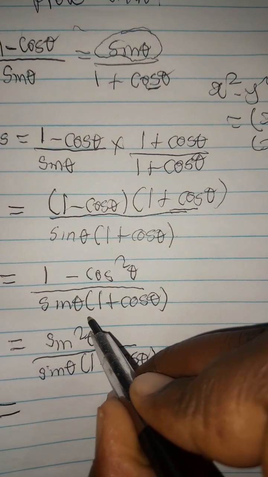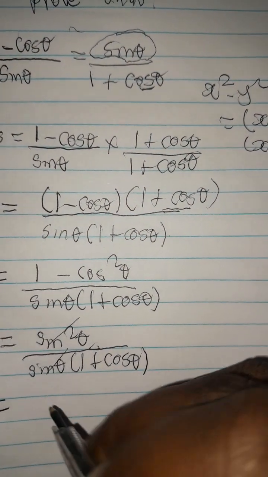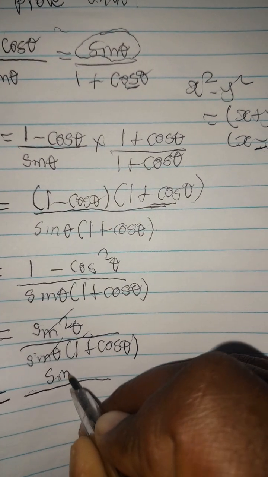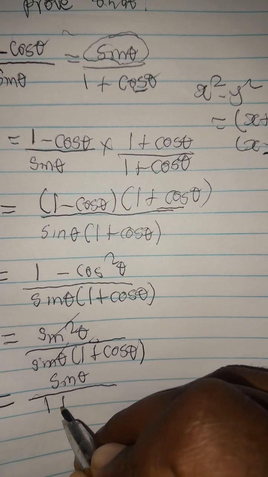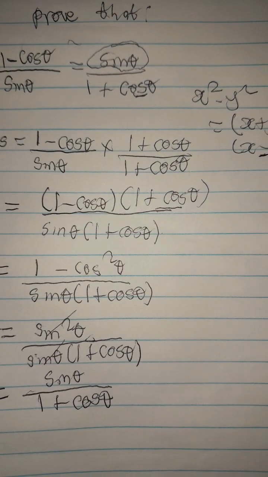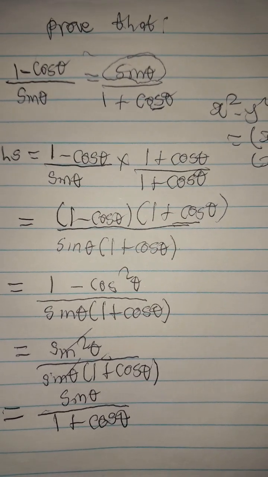So we cancel. We are only left with 1 sine theta here, divided by 1 plus cos theta. So you will have proven this.